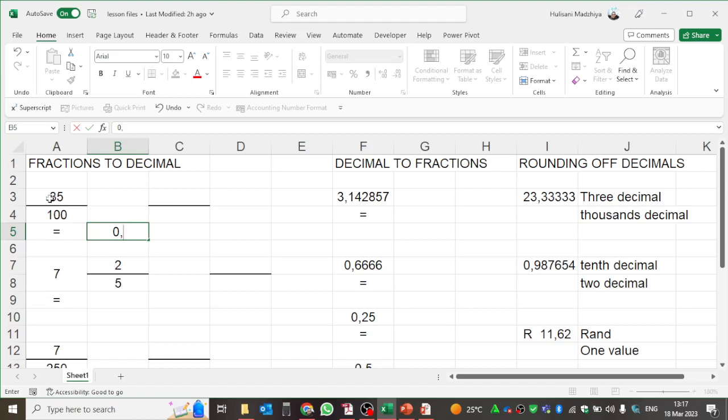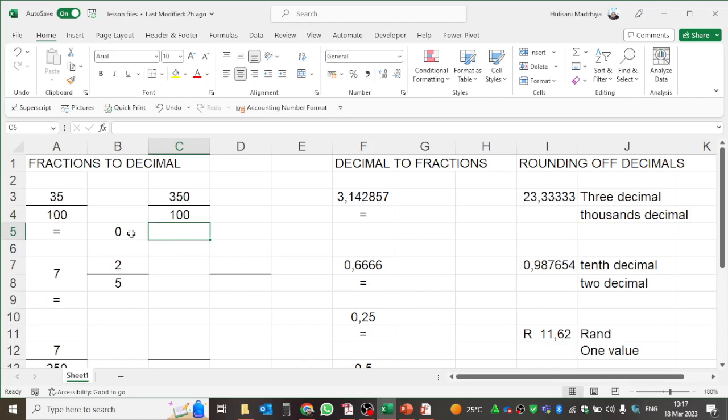So under this one, we've got 35 over 100. Does 100 go into 35? Nope, it does not go. So we say 0. And what we're going to do is say 35 and put a 0 after the 5, and then divide by 100. So this means it's now 350 divided by 100.